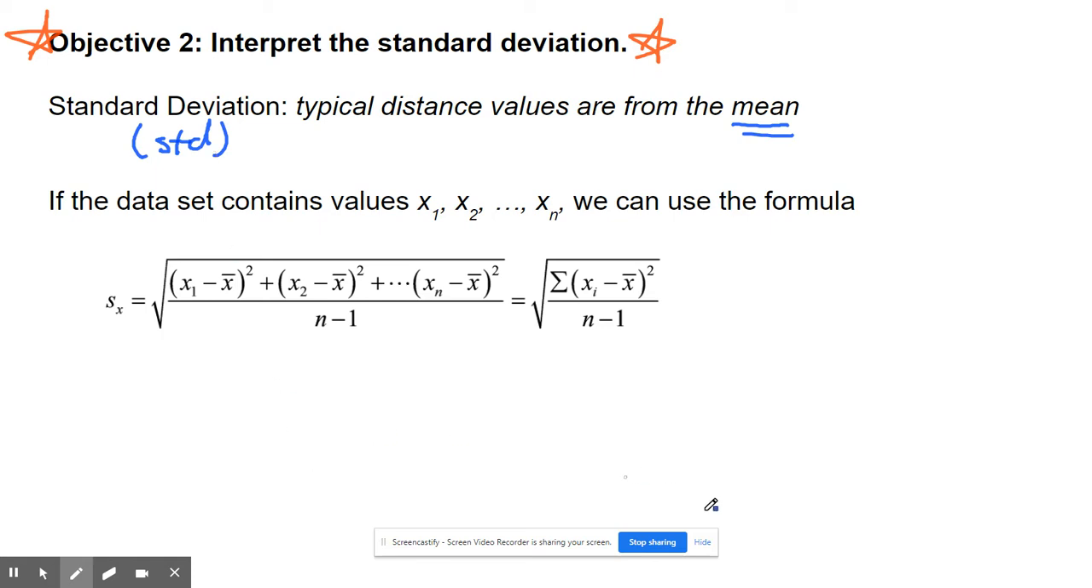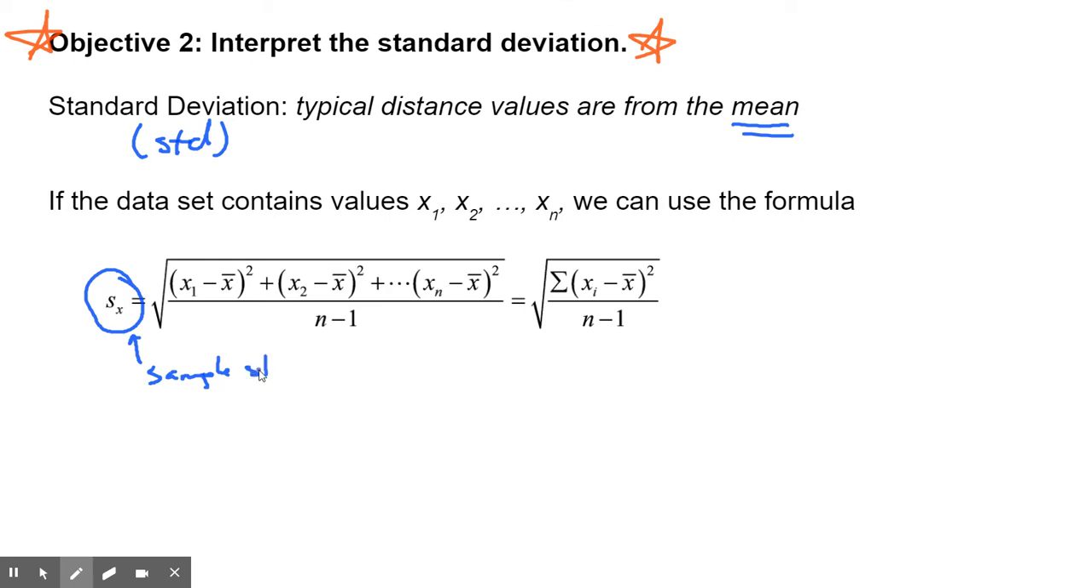So if the data contains these x values, these sample values, right, we can use this formula Sx equals, and it's a big long square root thing. Again, I don't care that you need to know this. We're not going to do it by hand. We'll let a calculator do it for us. But this Sx, just remember that this is called the sample standard deviation. Sample standard deviation. So get used to the notation, right? And start practicing, because as we go through this class, we'll use that a lot more.